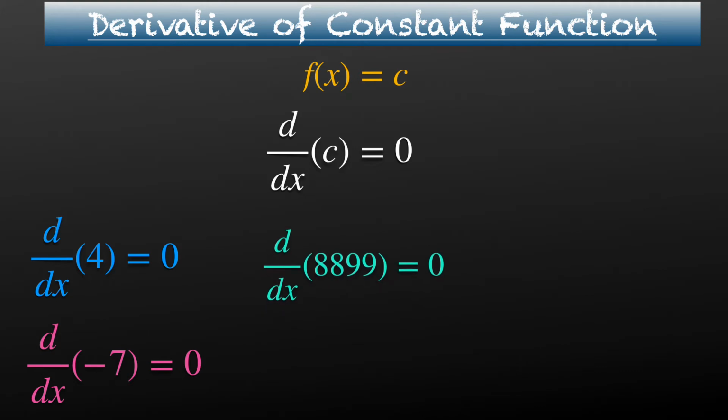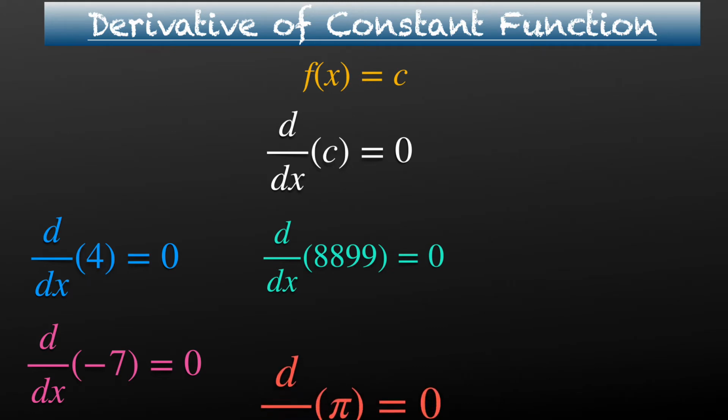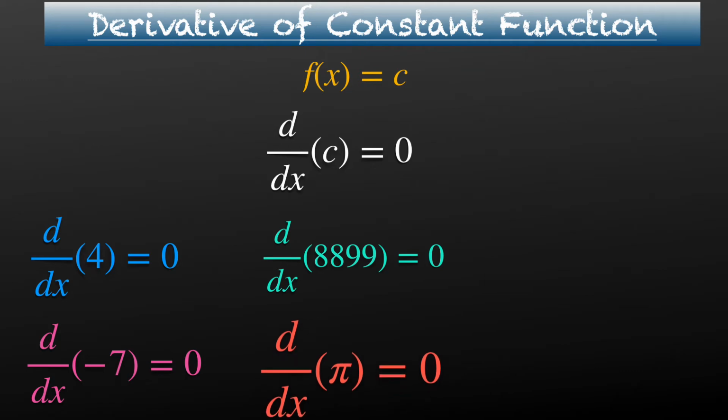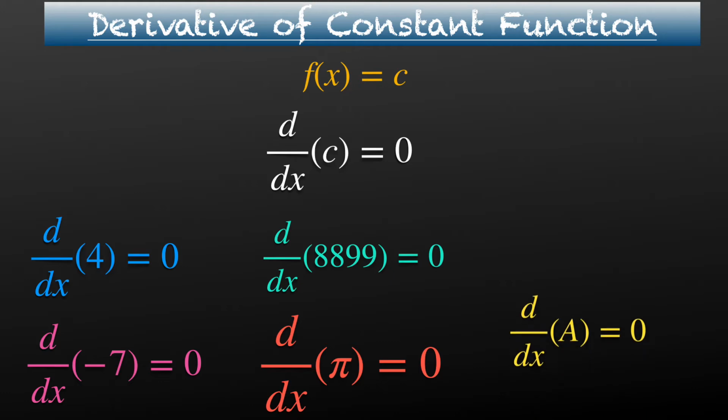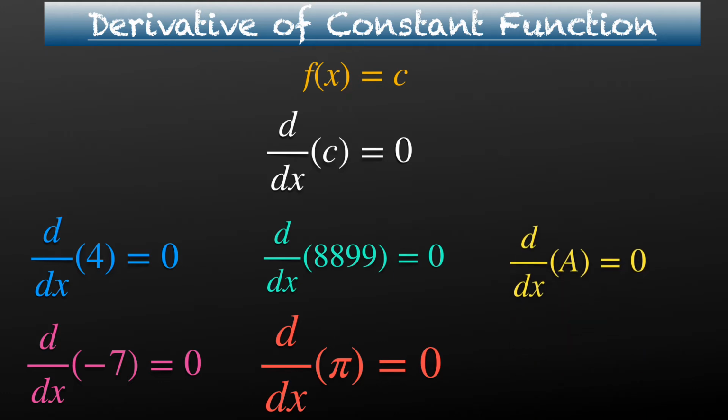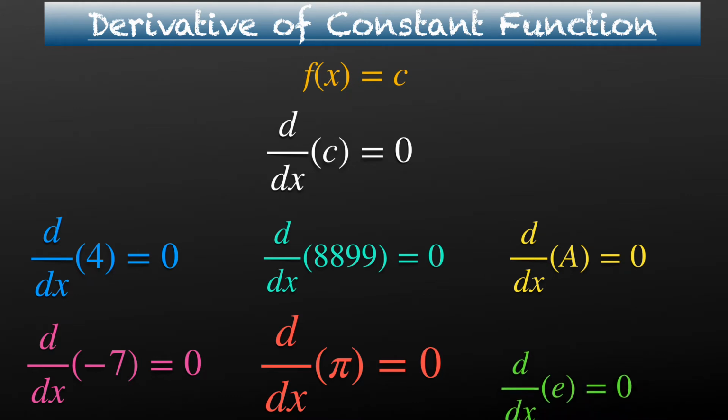Now let us take a number which has a fixed value in mathematics, like pi. Pi is a number which has a fixed value in mathematics, so the derivative of pi is 0. Now let us take any alphabet, A. A is a constant and its derivative is again 0. Let us take a mathematical constant like E. E is a number whose value in mathematics is approximately equal to 2.71, and E has a fixed value, so again the derivative of E is 0.